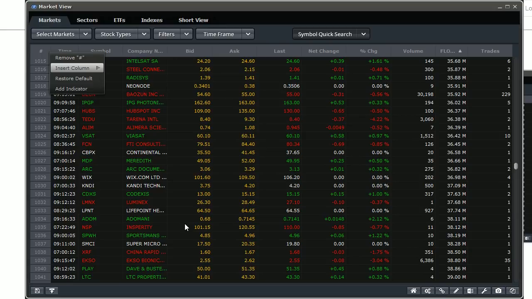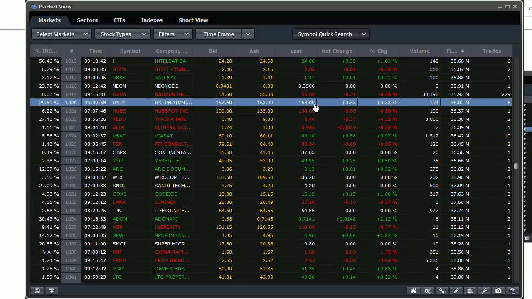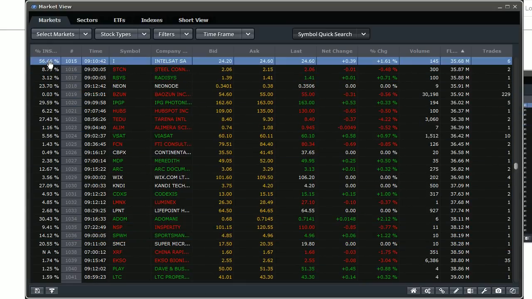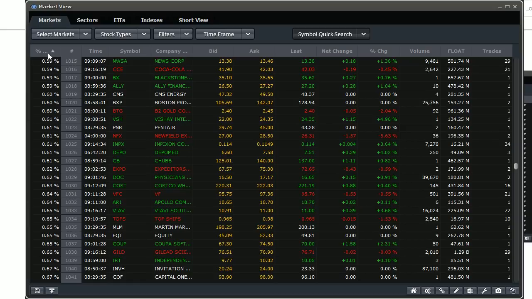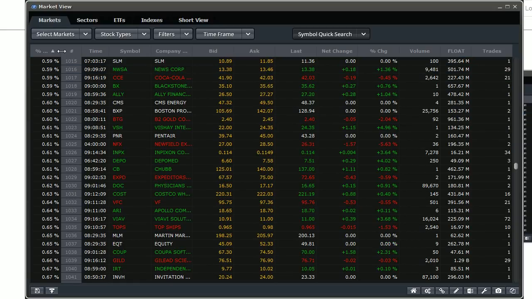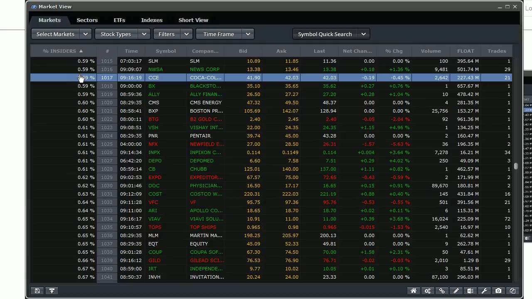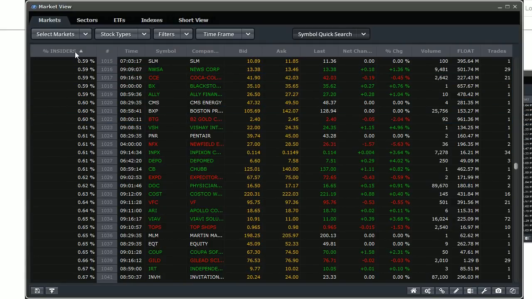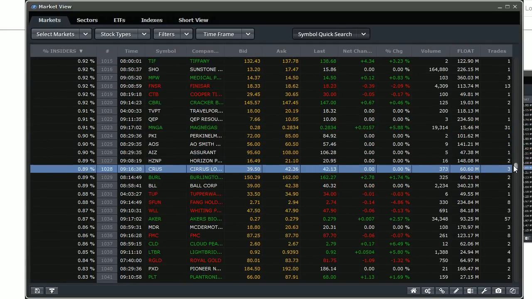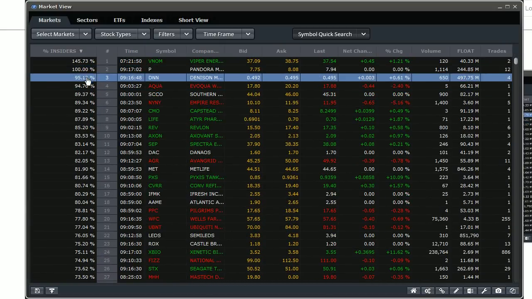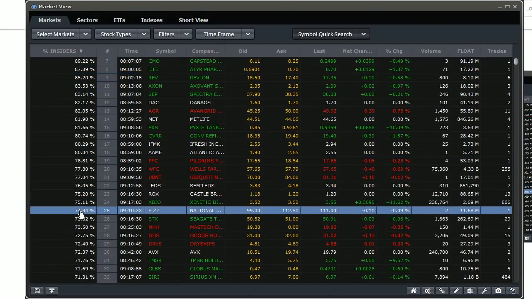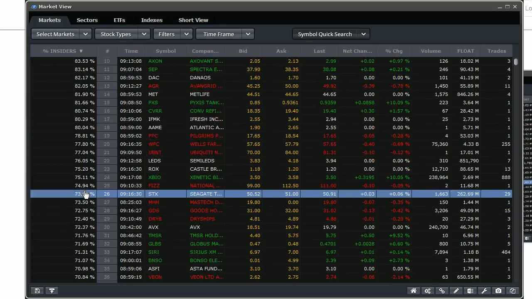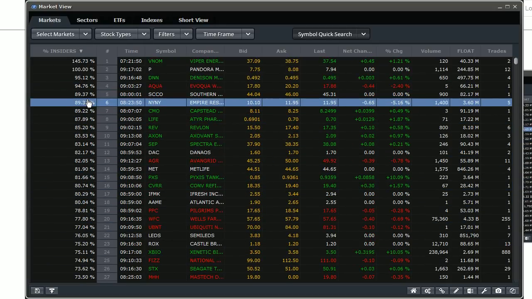If I want to add in, for example, percentage of insider ownership, I can identify stocks that have insanely high insider ownership. Let me grab that so you can see the percentage of insiders. So now I'm looking for stocks that have high insider ownership. These are some of the high ones right here, insanely high percentage insider ownership. So I know now I can find stocks that have high insider support.